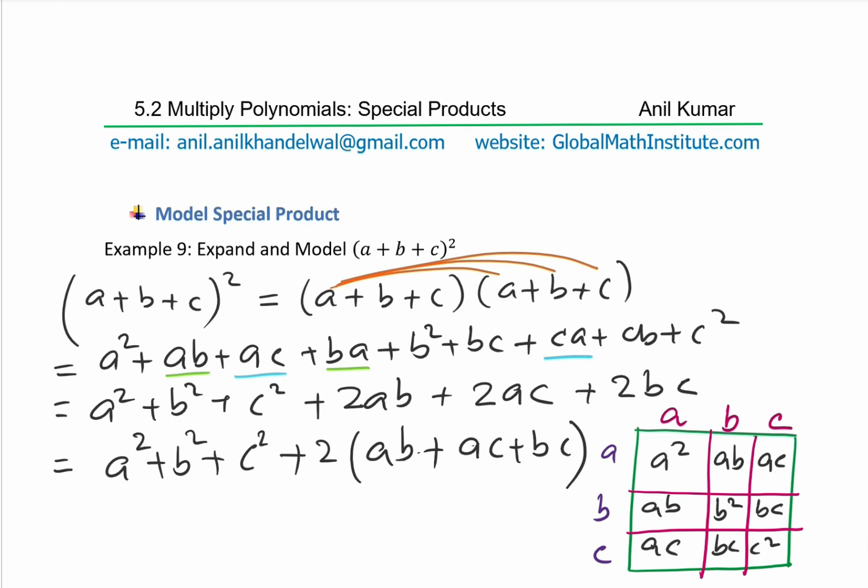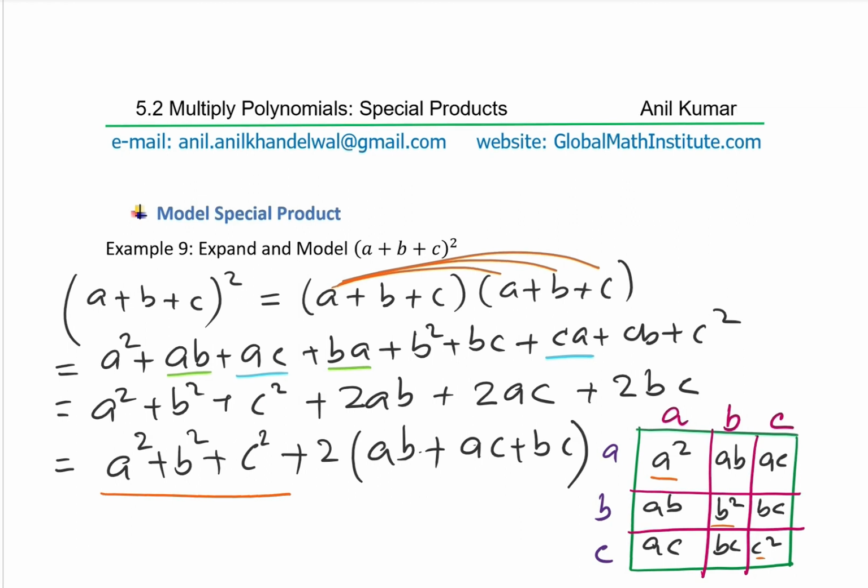As you can see, we have the terms which are squares, a square, b square, c square, that takes care of these. And then the other 6 terms are the combination of AB, AC, and BC. So you could also use the model to explain the whole situation. I hope that makes things very simple and easy to understand. Let's move on and take the next example.